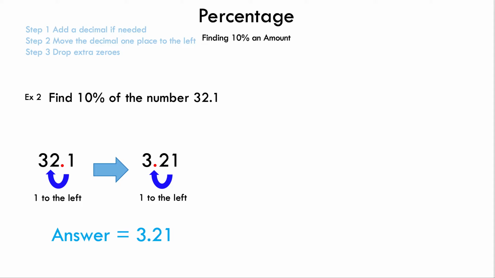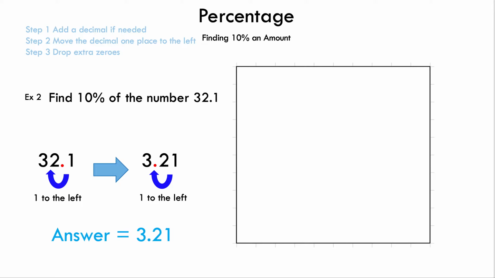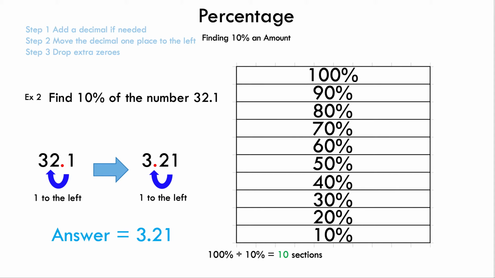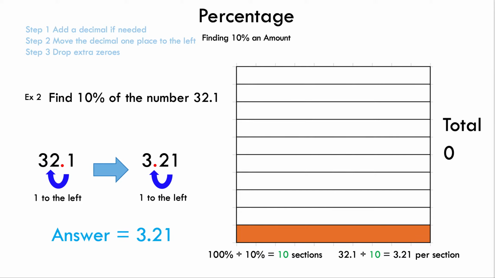Now let's go ahead and show you visually why this is the case. So that square represents 32.1. We're going to divide that square into 10 sections because 100% divided by 10% is equal to 10 sections. Now we're going to change each section into a percent, starting at 10% and going all the way to 100%. Now we're going to go ahead and highlight 10%, our answer, and now we need to figure out how much each section is worth. So we're going to divide 32.1 by 10, and the result of that is 3.21 per section. Let's go ahead and put that into the highlighted section, our answer, and our total is 3.21.